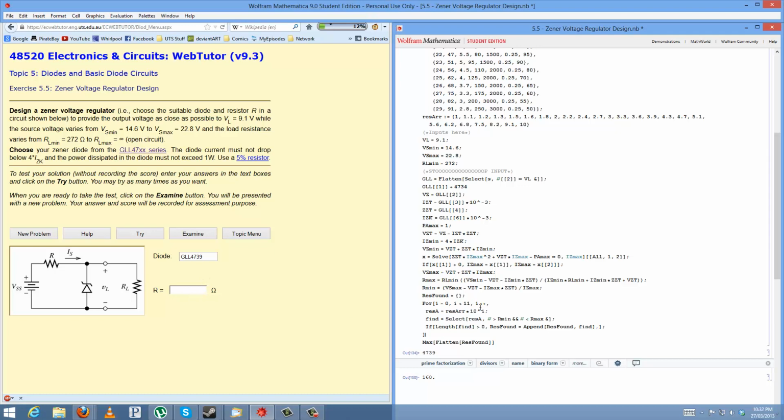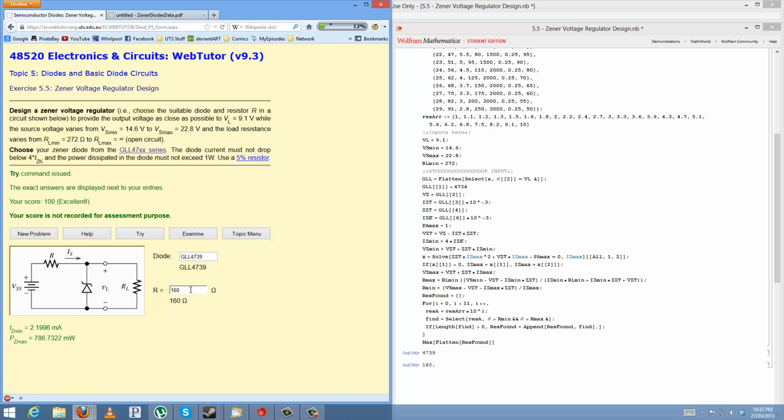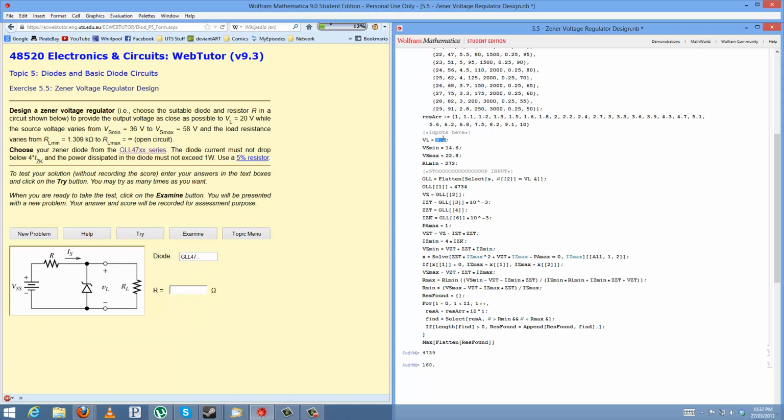That's the answer there. And then all this pretty much just finds the greatest resistor that satisfies the above equations, which in this case is 160 ohms. And I'll note now when I hit try. Alright, now it did it. But I'll generate one with larger numbers. Here we go.